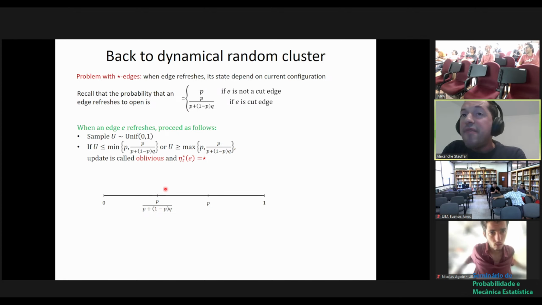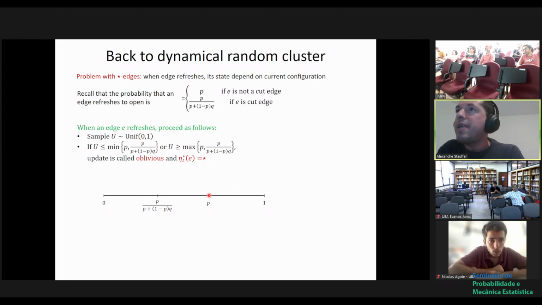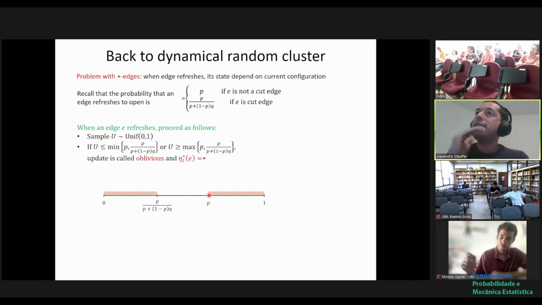And if u falls to the right of p, then we know it's closed, regardless of it being a cut edge or not. So if u falls in either of these two highlighted intervals, then I call my update oblivious, because it doesn't depend on the current configuration, and it's only then that I call this update star. Then I call that edge star. So it's trying to mimic this argument, but we need to be careful, because if u falls in the middle, then its state will depend on the other edges.